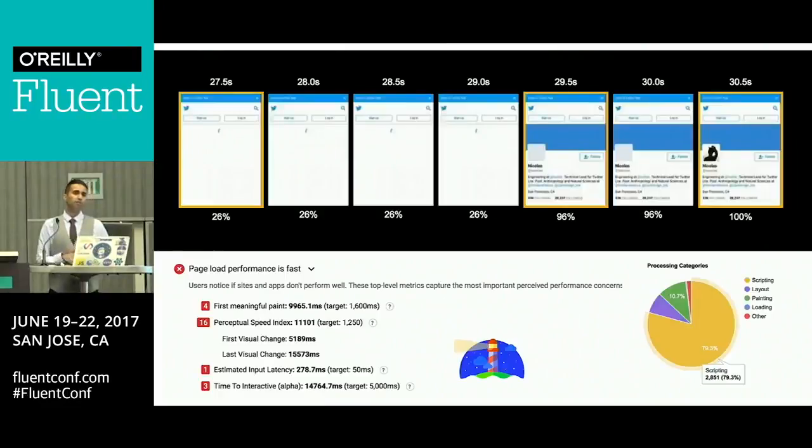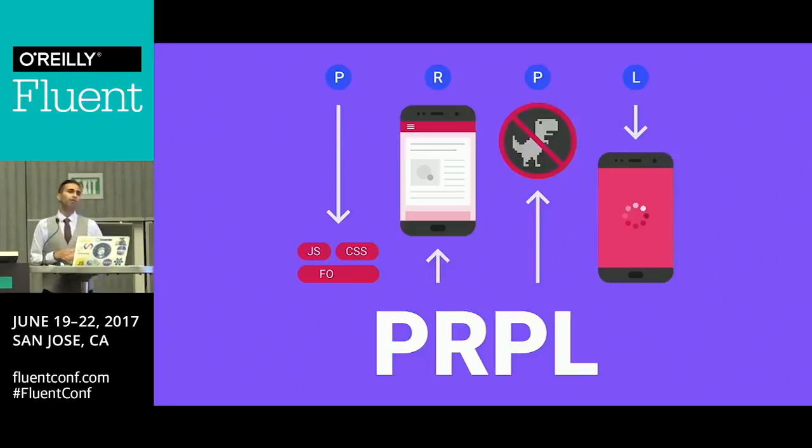When Twitter started writing this new version of their application, they weren't in a great place performance-wise. They were getting interactive in about 15 or 16 seconds. Overall load was occasionally taking anywhere up to 30 seconds. And so they started looking at the PRPL pattern for some inspiration.